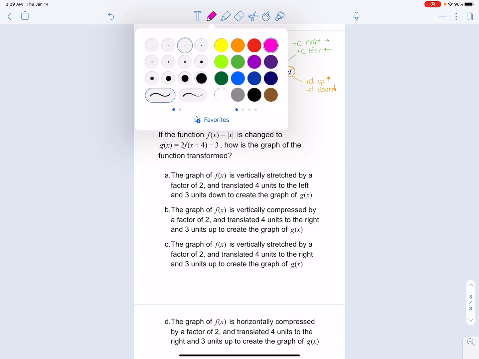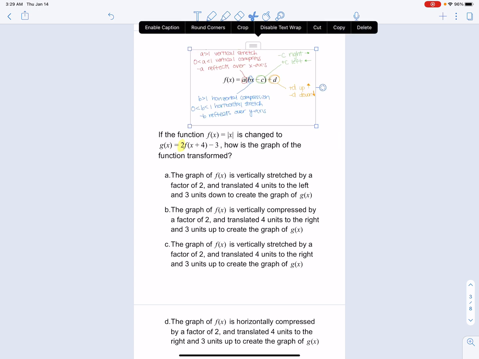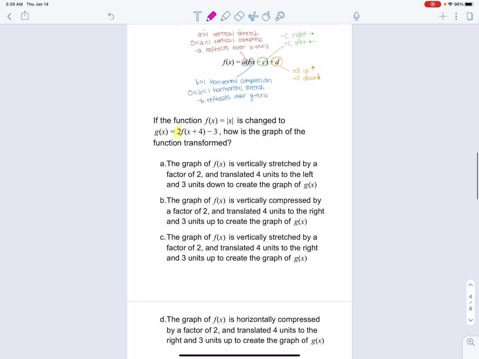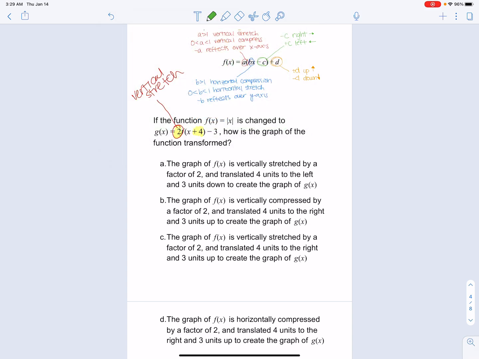All right. So this 2 right here, does that represent A, B, C, or D? Very good. It's going to represent your A. And it's bigger than 1, so is it a vertical stretch or vertical compress? Vertical stretch. Then this 4, is it going to represent A, B, C, or D? Very good. It's going to represent our C value.